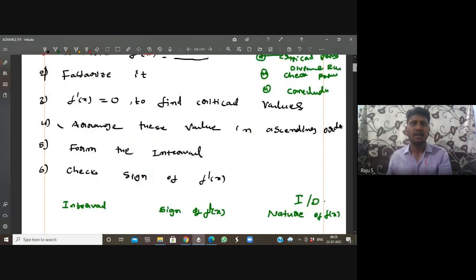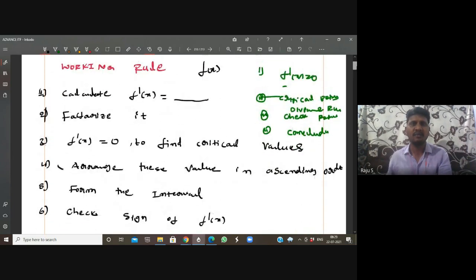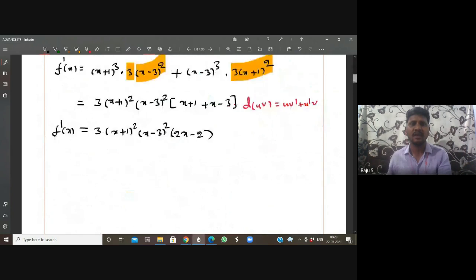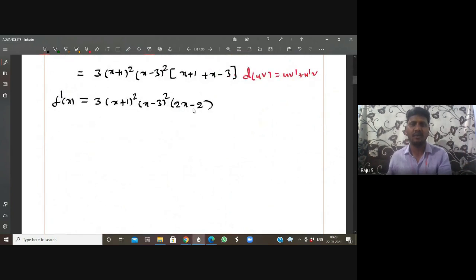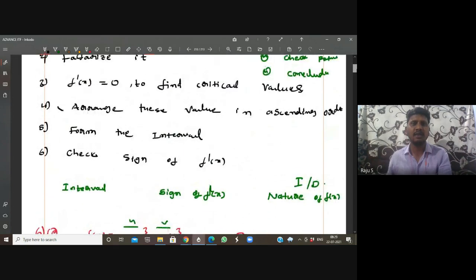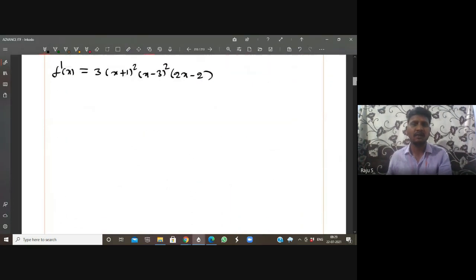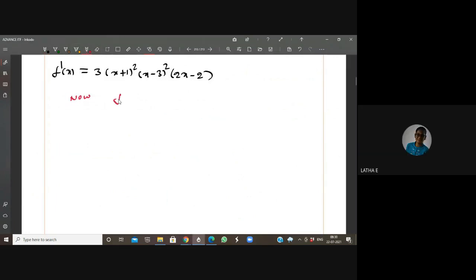Next, if we have to factorize, it is already in factorized form. Then the third point is f dash of x equating to 0. Then we will get the critical values. Can you show the starting of the question, sir? Yeah.